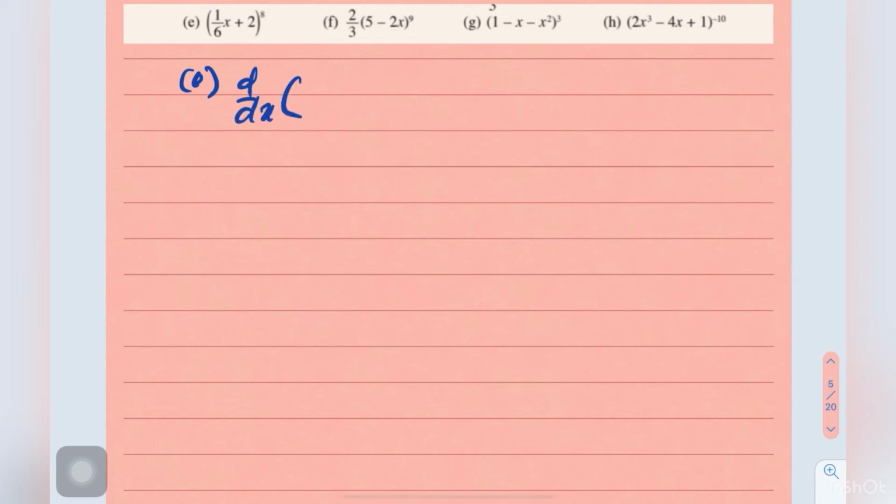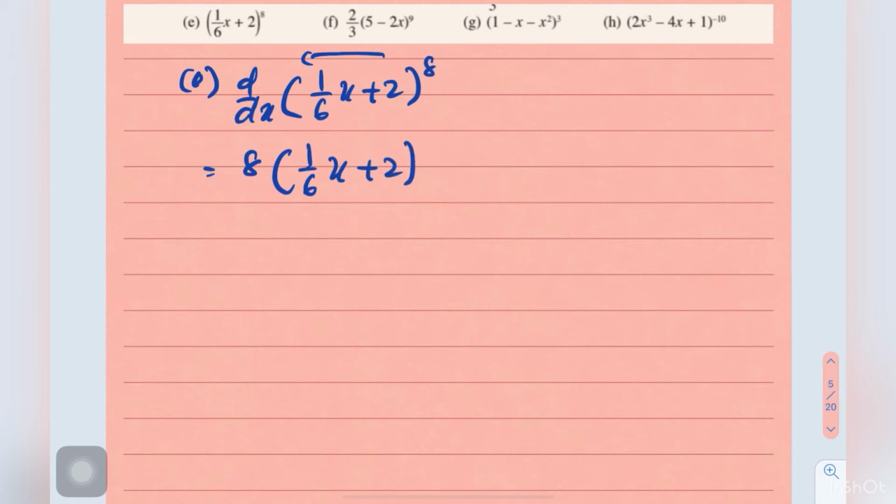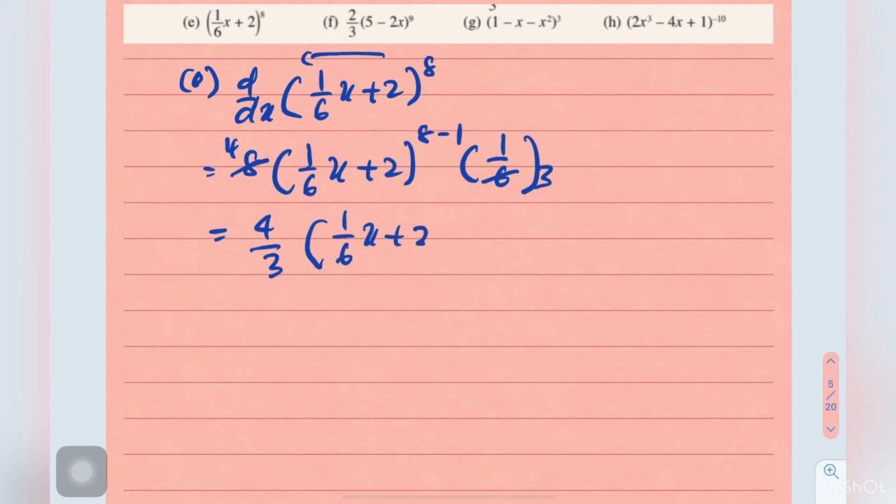Differentiate (1/6 x + 2)^8. Okay, here we go. So 8 times (1/6 x + 2) to the power of 8 minus 1, times 1/6. Okay, so we simplify: 4/3 (1/6 x + 2)^7.